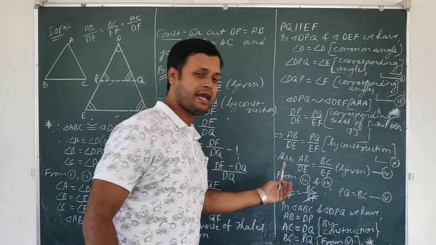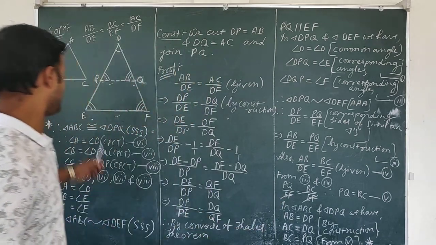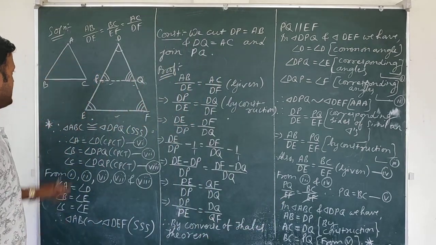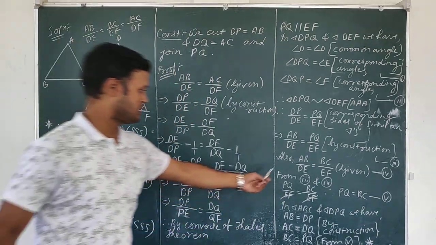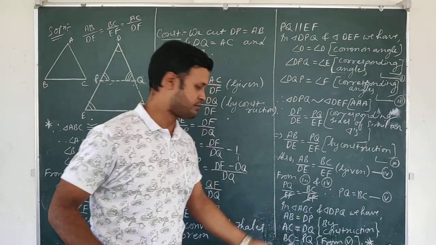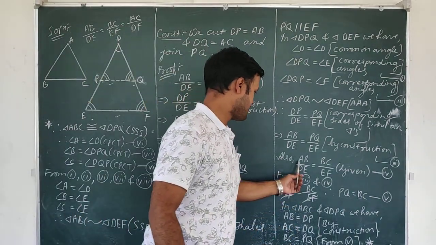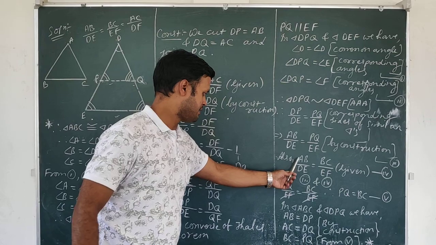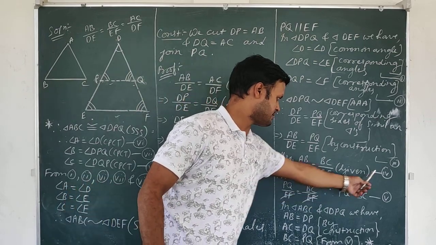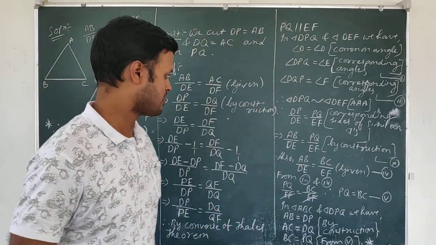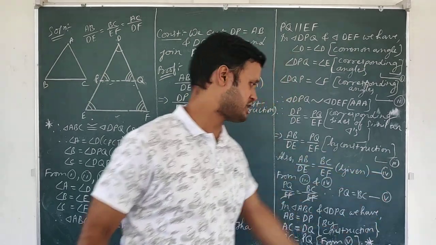And now again, we already have that AB by DE is equal to BC by EF. This is from before only; it is given to us, isn't it? AB by DE is equal to BC by EF. That is given to us. Mark it number 4.